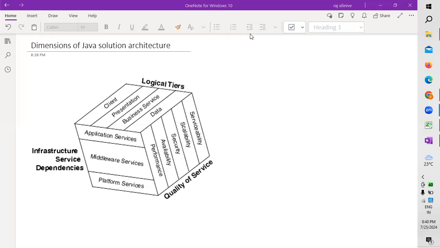This part, followed by logical types and quality of services, we are going to discuss in tomorrow's session. Okay. See you then.